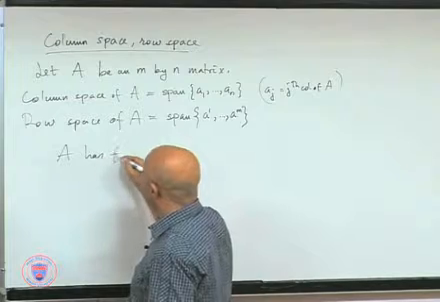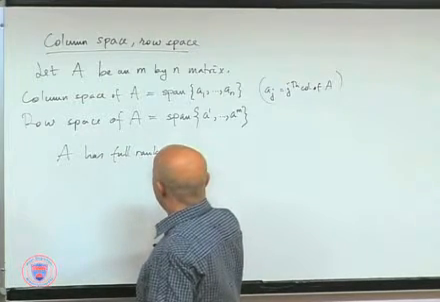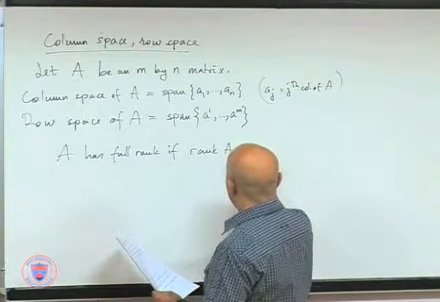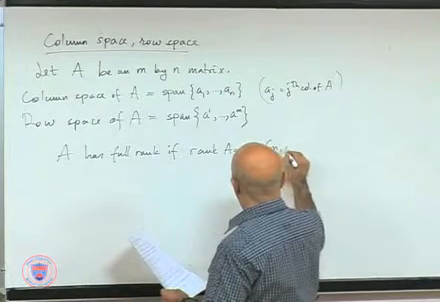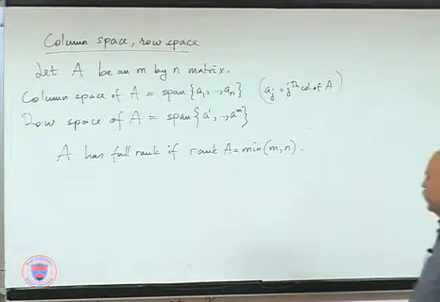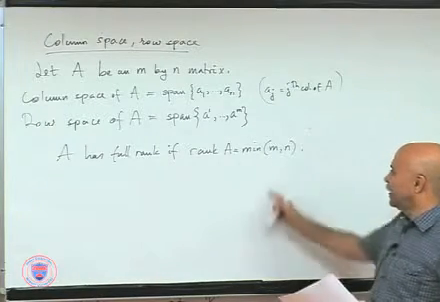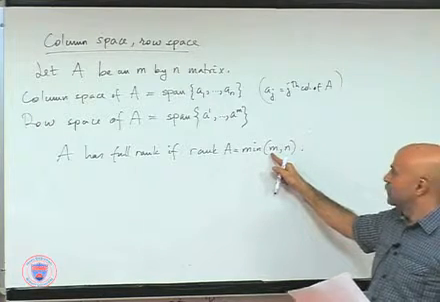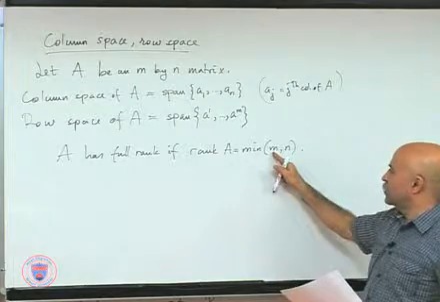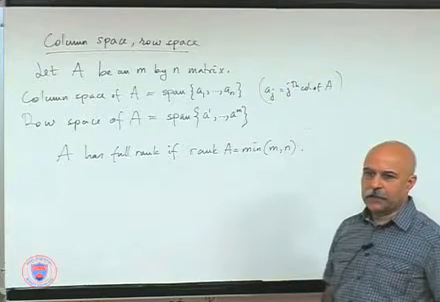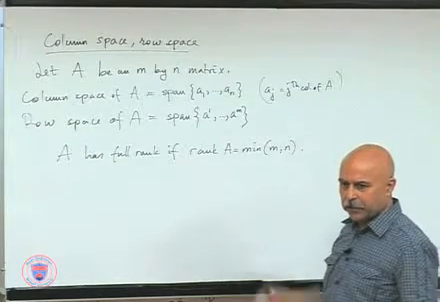A has full rank if the rank of A is the minimum of m or n. So either the row rank determines the rank of A, or, well, no, I didn't mean that. If, for example, the minimum of m and n happens to be, say, m, then rank of A equals m, which means you have full rank. The m rows under consideration are linearly independent. Okay? Similarly for the other case.